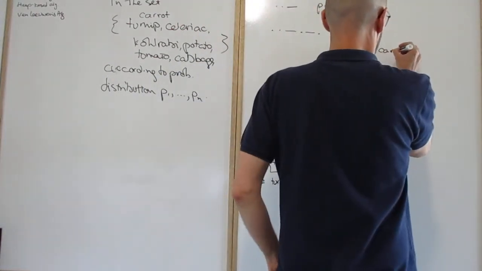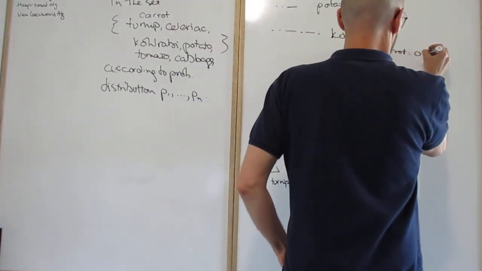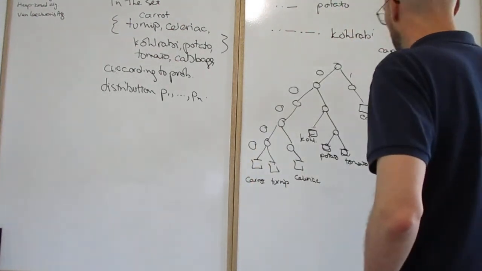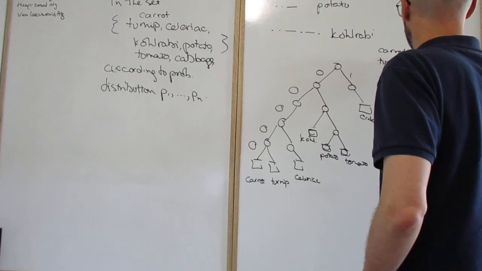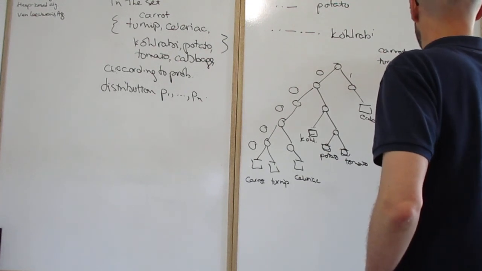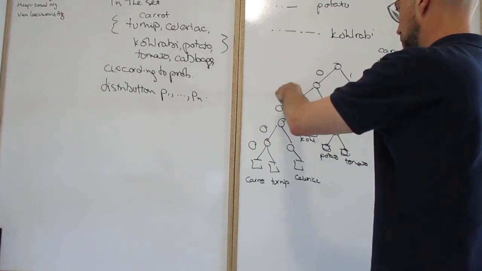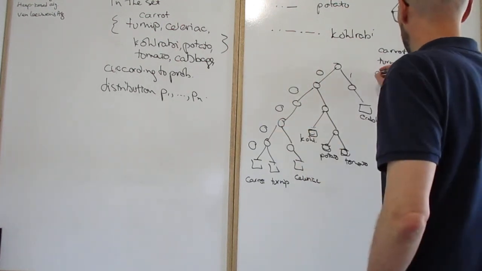Carrot, 0, 0, 0, 0, 0. Turnip, 0, 0, 0, 0, 1. Celery, 1, 2, 3, 1, 1.